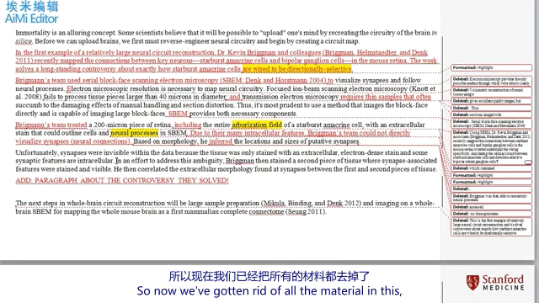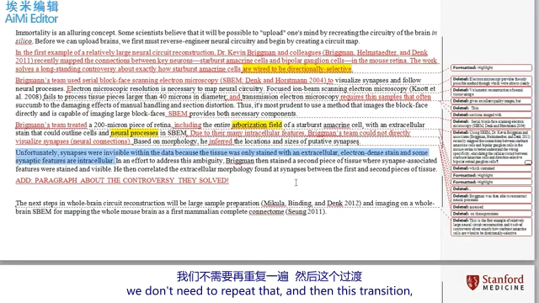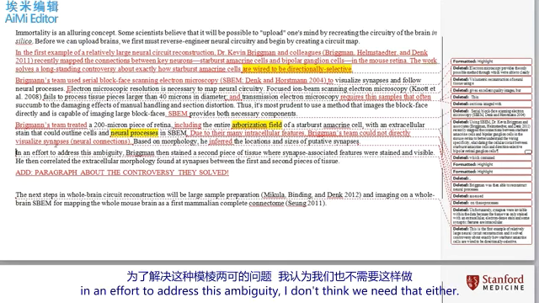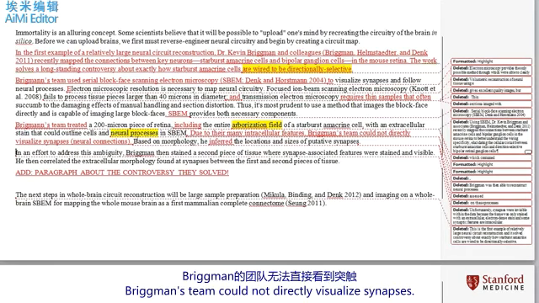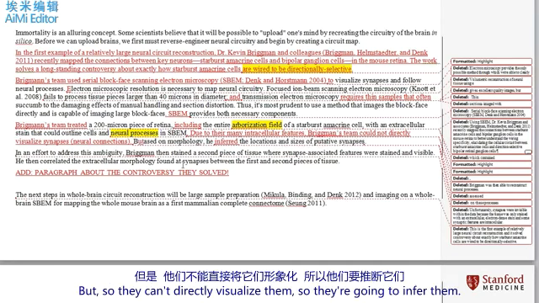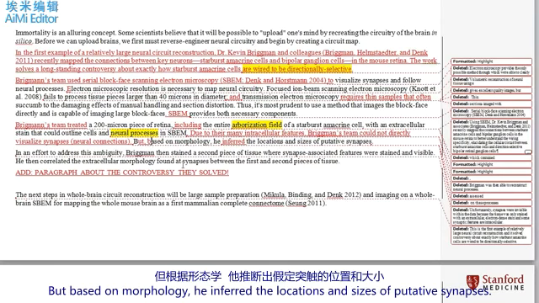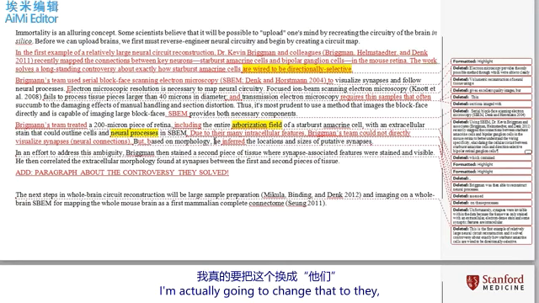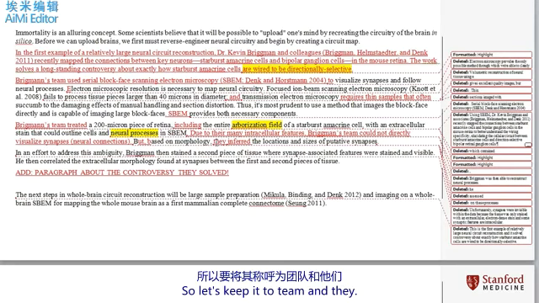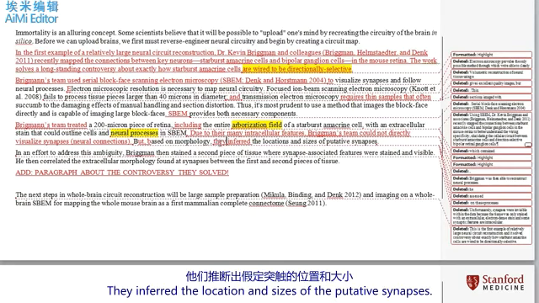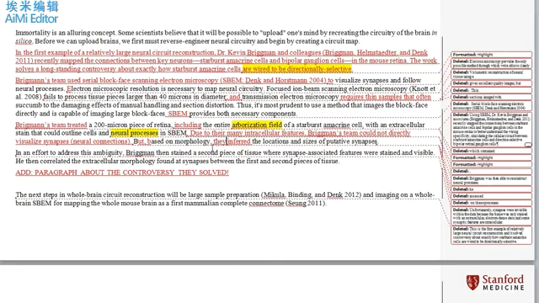So now we've gotten rid of all of the material in this. We don't need to repeat that. And then this transition, in an effort to address this ambiguity, I don't think we need that either. So due to their many intracellular features, Brigman's team could not directly visualize synapses. I'm going to add the word but here. But, so they can't directly visualize them, so they're going to infer them. But based on morphology, he inferred the locations and sizes of putative synapses. I'm actually going to change that to they, because it's not one person that was working on this study, it was a team. So let's keep it to team and they. They inferred the location and sizes of the putative synapses.